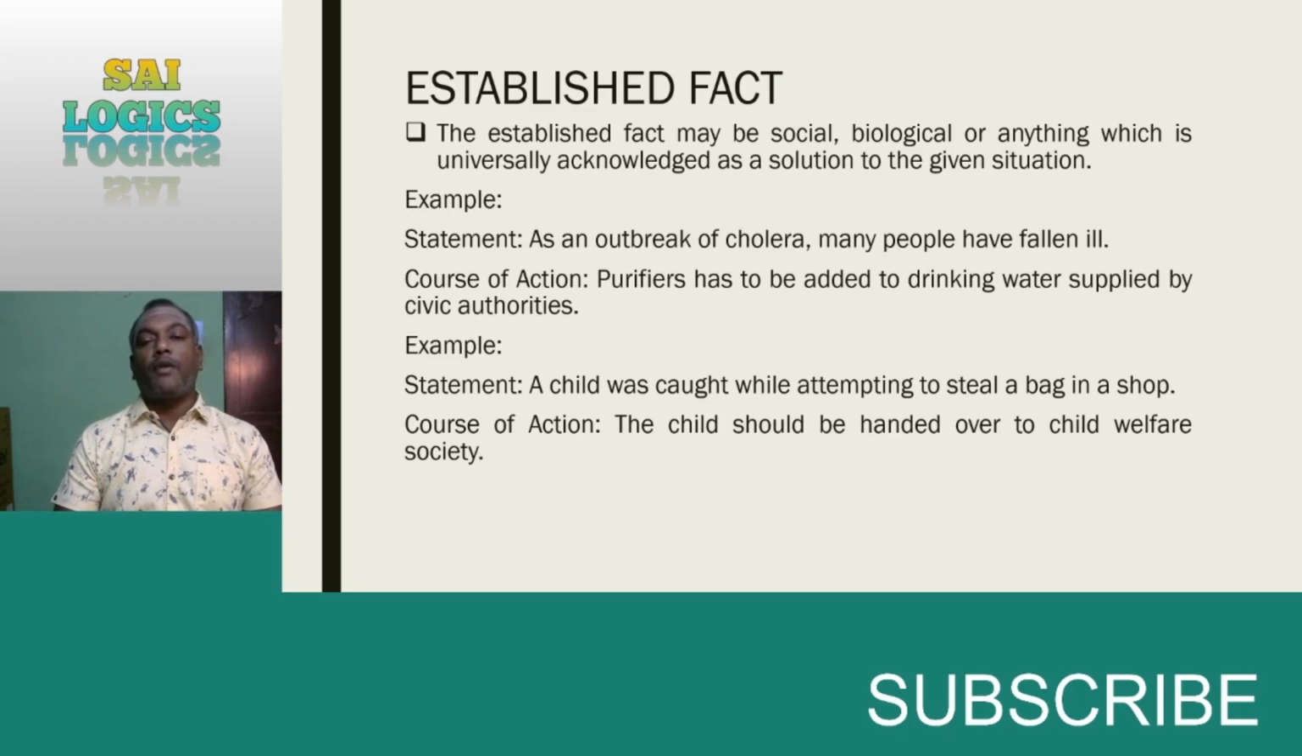That means any other problem for which a course of action is acknowledged by anyone. These three types of problems will be there in established fact. For example, if we discuss a biological issue, our example 1 speaks about a biological issue. As an outbreak of cholera, many people have fallen ill. So it's very clear that cholera has come and it is rapidly growing and many people have fallen ill.